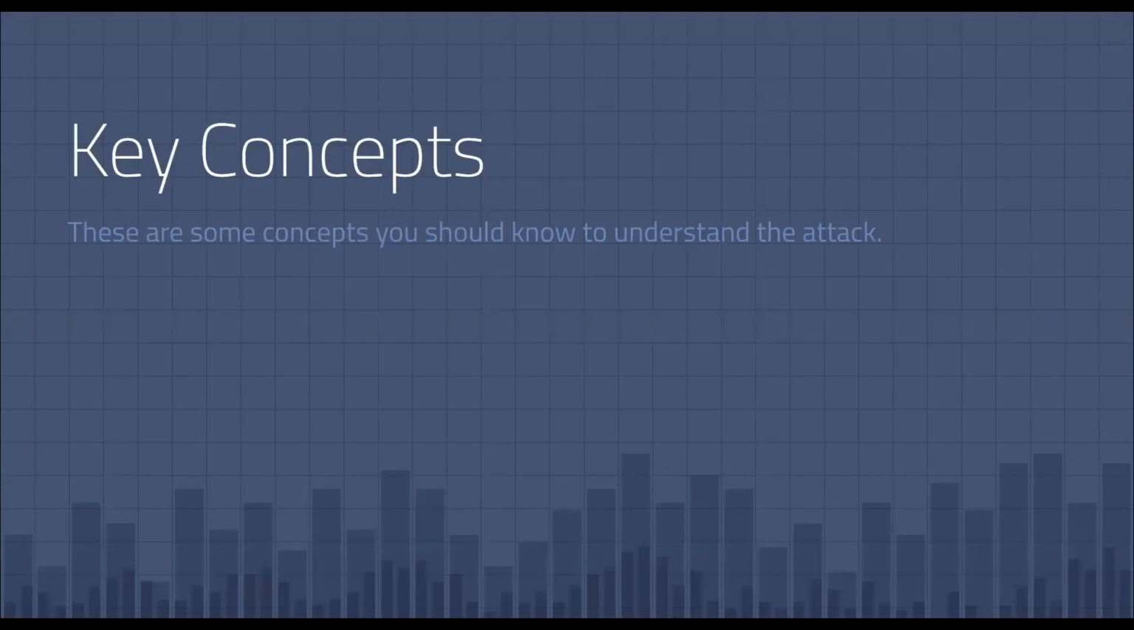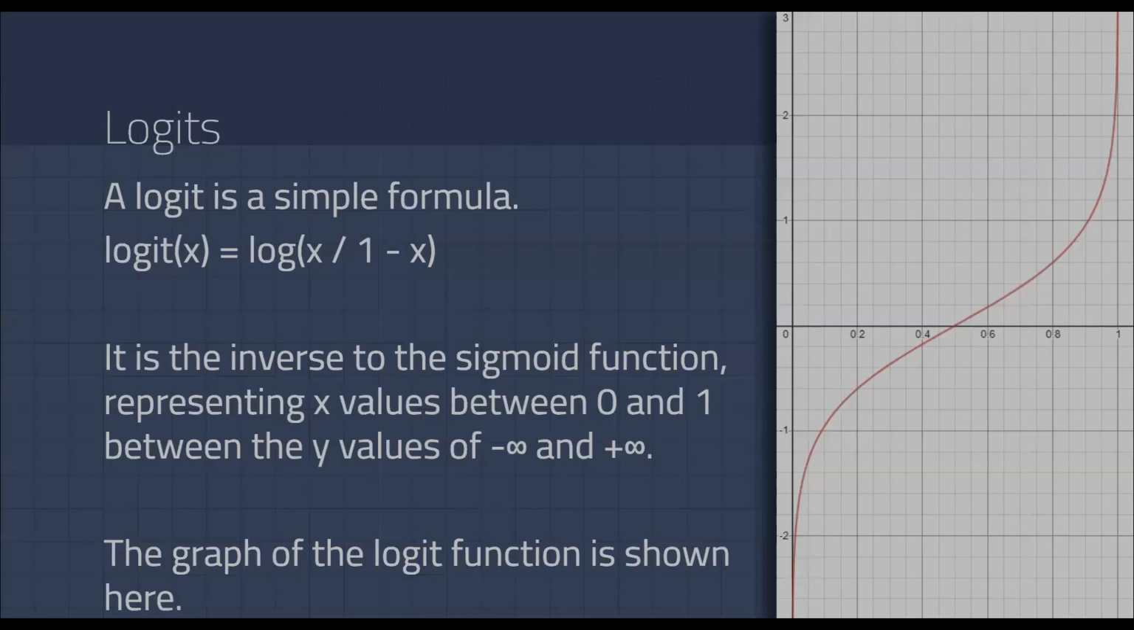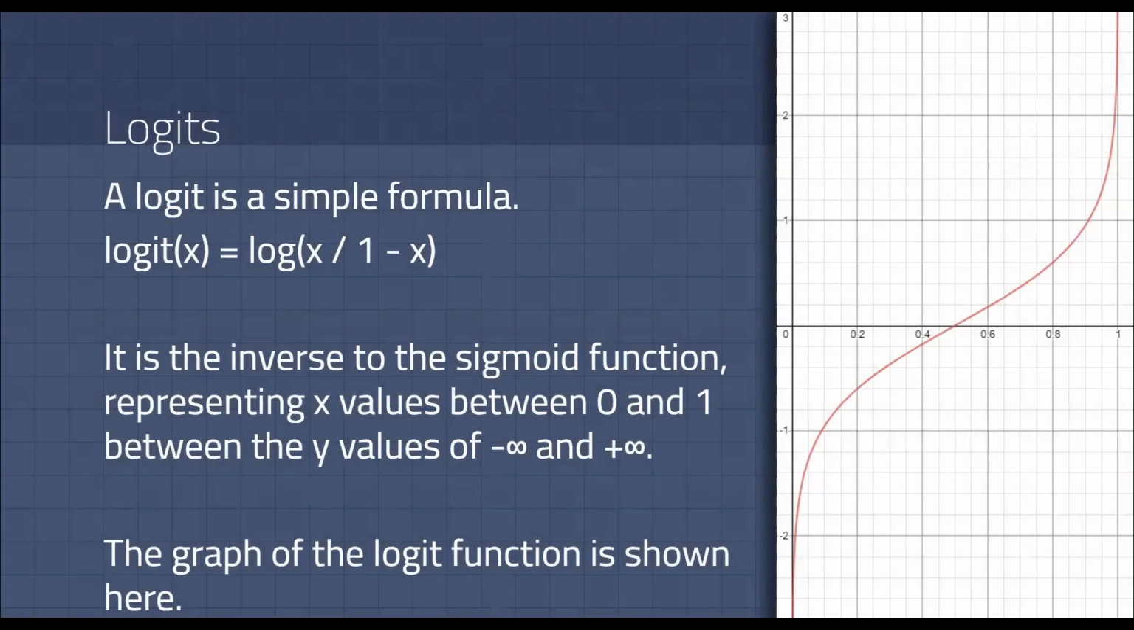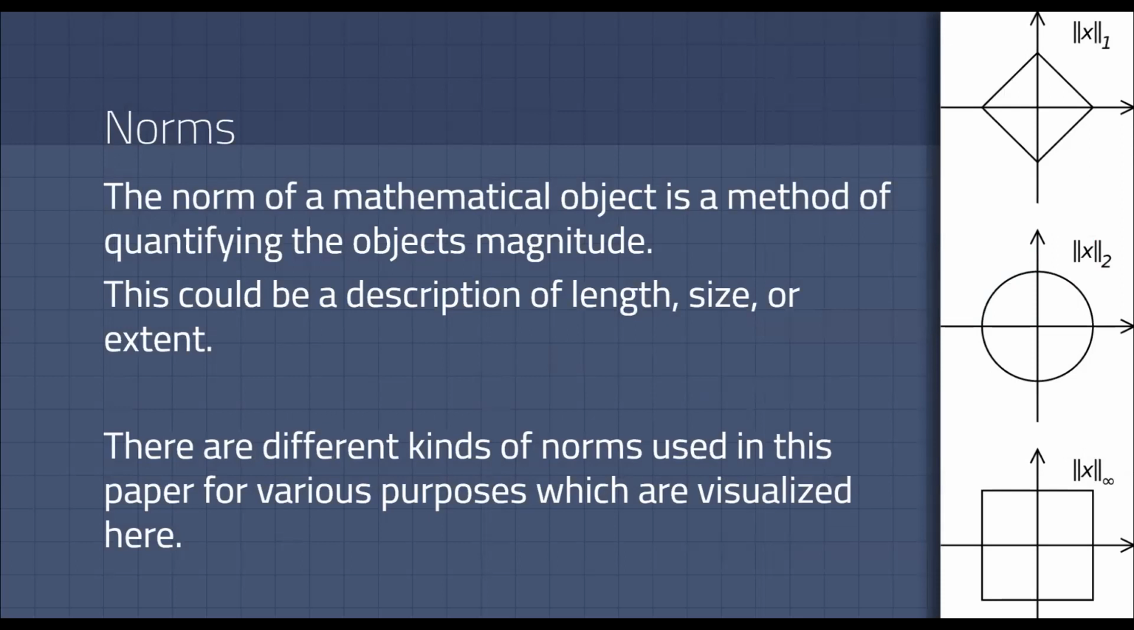Here I'm going to explain a couple concepts that appear in the formulation of the attack method. So a logit is a simple formula. It's the inverse of the sigmoid function. It essentially takes values over the range of 0 to 1 and exaggerates them over the entire range of real numbers. Norms quantify the magnitude of a vector, and they're often used to normalize things. The three types in this paper you can see visualized here. The L1 and L2 norm are what most of you probably know as Manhattan distance and Euclidean distance.